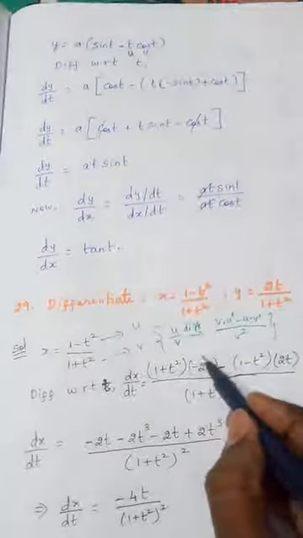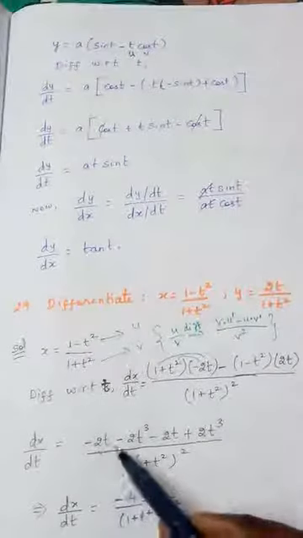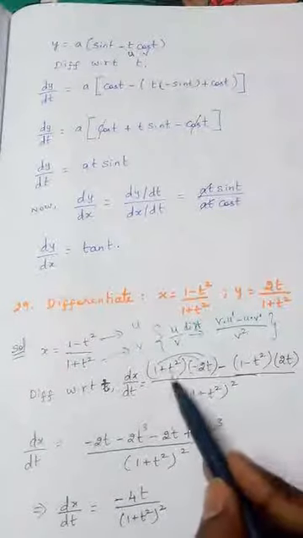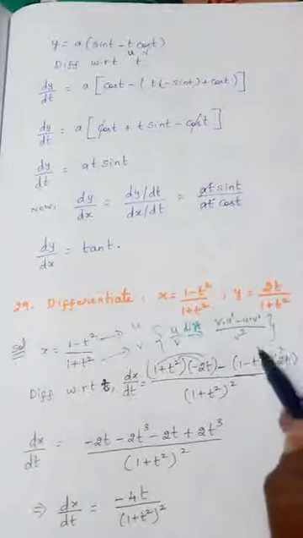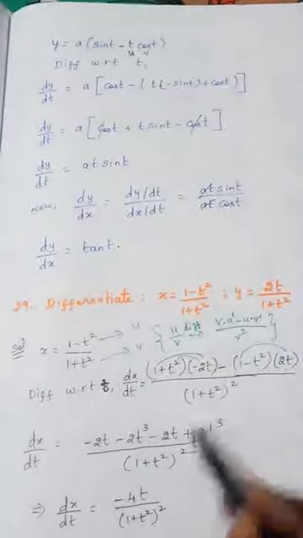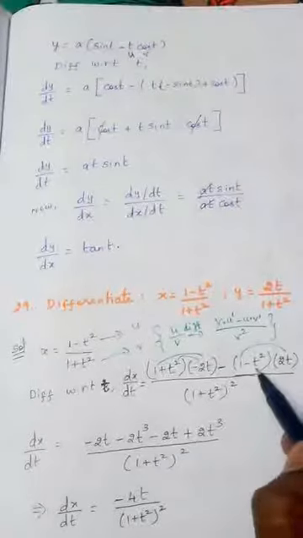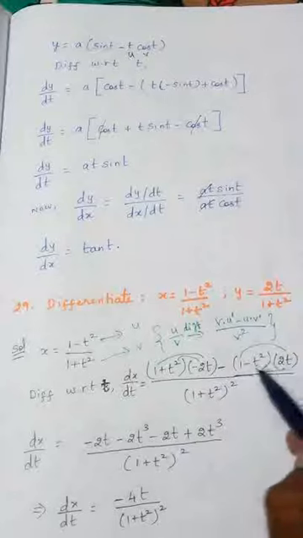Bringing this minus 2t inside the bracket. So what happens? Minus 2t into 1, minus 2t. If you multiply these two, minus 2t cube. Similarly, when you multiply 1 and 2t, answer is 2t. So with this minus, minus 2t. Similarly, if you take these two, the answer is minus 2t cube.